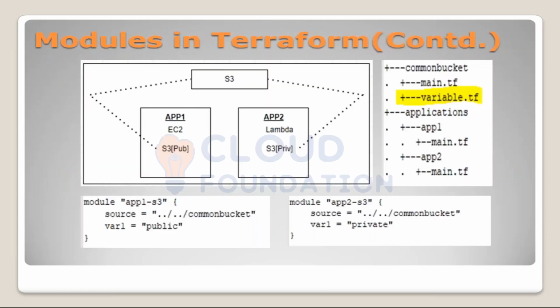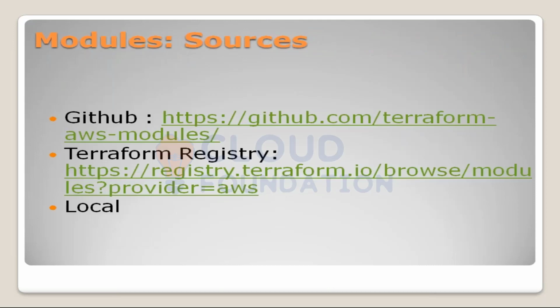Now, where are the modules? One, in GitHub you find multiple ready-made modules for your use. Okay, you can use them. The Terraform registry, which we saw the other day, has modules available over there. And third, you can write your own modules. So now let me quickly take you there. github.com.